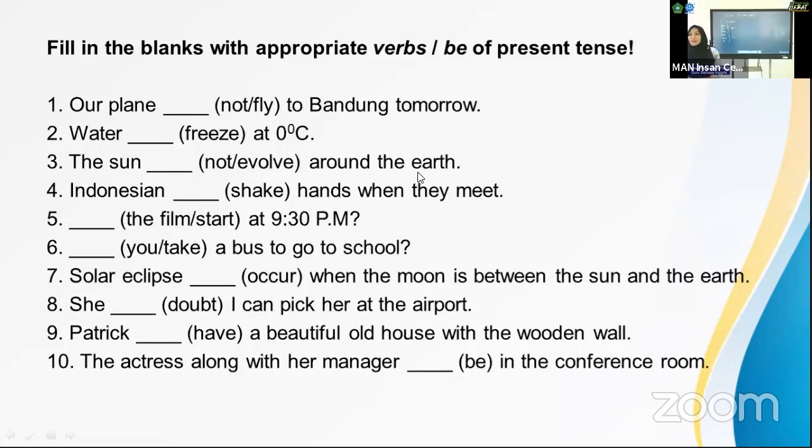Alright, I think the time is up. Pak, bisa di display ini nggak, apa yang banyak tadi anak-anaknya, siswanya.